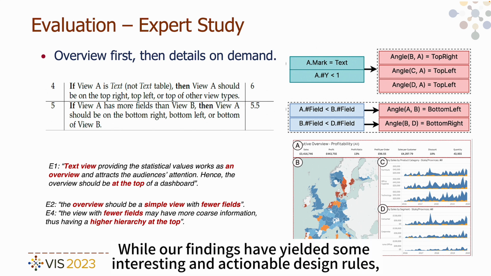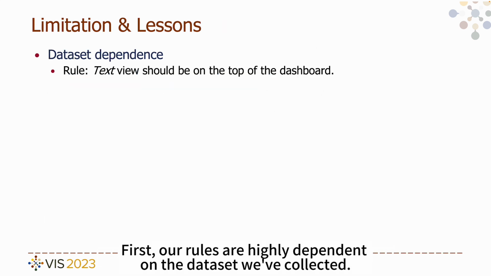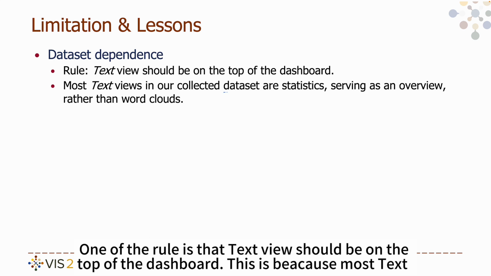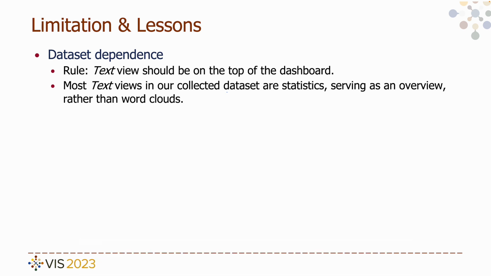While our findings have yielded some interesting and actionable design rules, there are still some limitations of our tools. First, our rules are highly dependent on the dataset we've collected. One of the rules is that text view should be on the top of the dashboard. This is because most text views in our collected dataset are statistics, serving as an overview rather than word clouds.